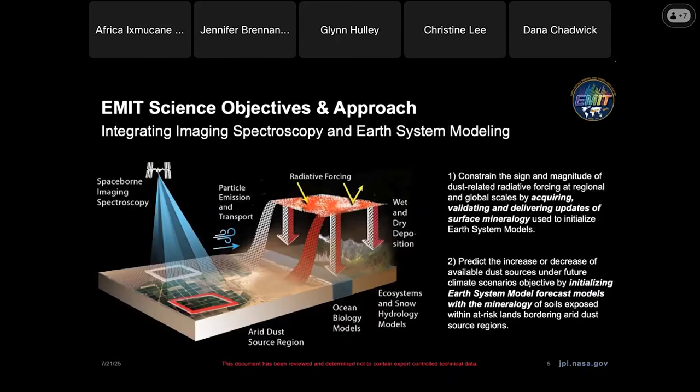So you'll see the spaceborne imaging spectroscopy all the way on the left here. And so that's where we're collecting the data for these dust emitting regions. What is the mineralogy of those areas? And then depending on the mineral composition, those areas can have either a cooling or a heating effect in the atmosphere as that dust gets lofted. So by mapping out the dust emitting regions of the planet, we're able to parameterize Earth system models and try to understand the dynamics that play here.